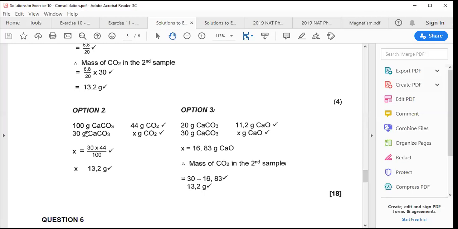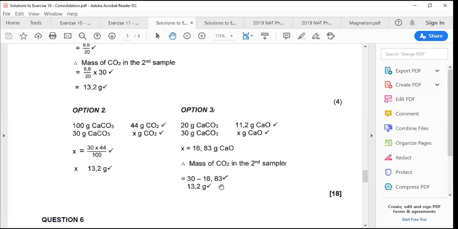So for calcium carbonate, you started with 30 grams and you're looking for X, so you can use proportion without using what was given for the first sample. So you can just do proportion here. 100 is to 44, 30 is to a smaller amount, so you're going to have to divide. It's going to be 44 over 100 multiplied by 30, to give you X equal to 13.2 grams.